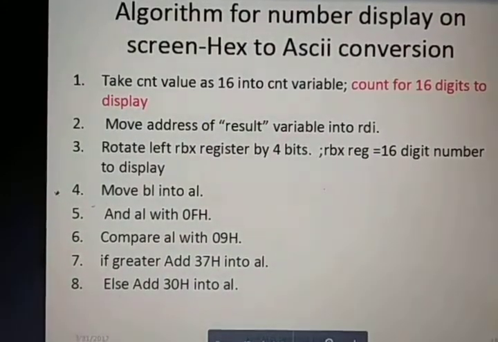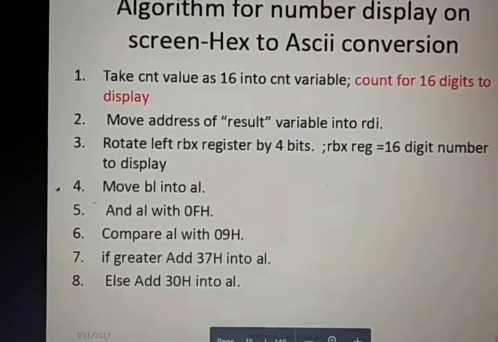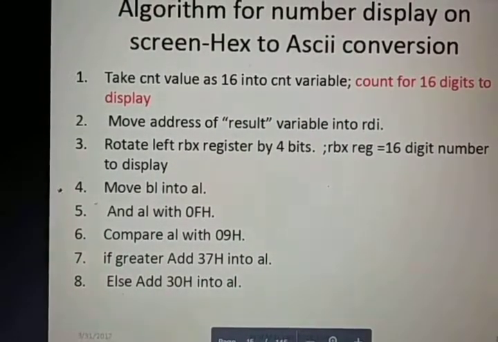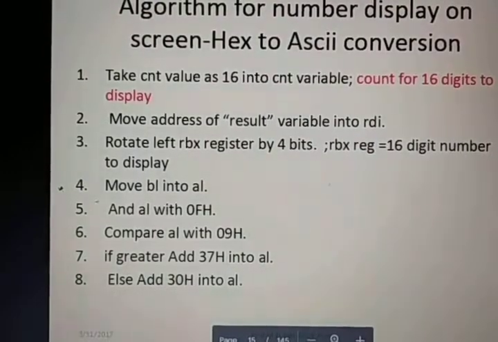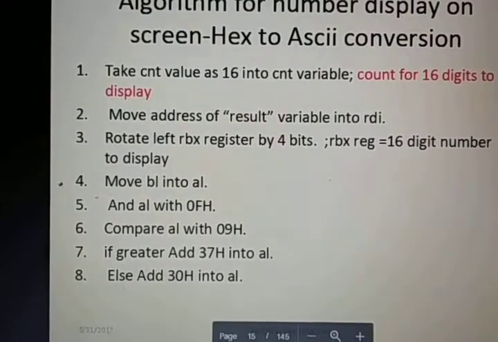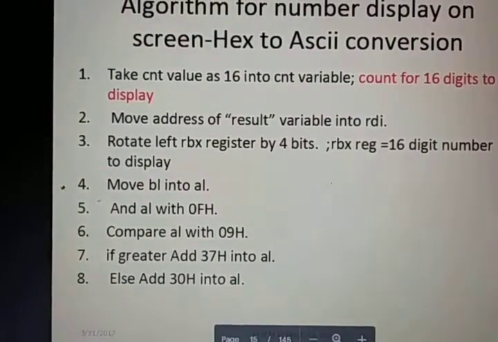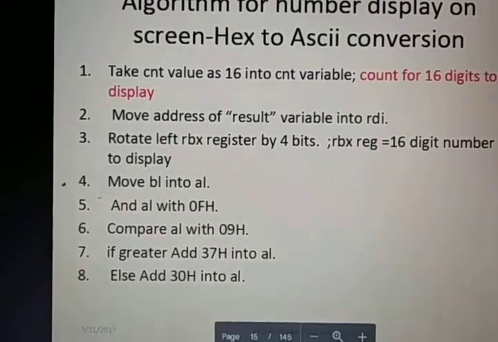Then move BL into the AL register. Whatever number you get in BL after rotating, you move into the AL register. Then perform the AND operation with 0FH. Why are you performing the AND operation? Because when you perform the AND operation with the rotated number, the higher side is masked and you get only the lower side.